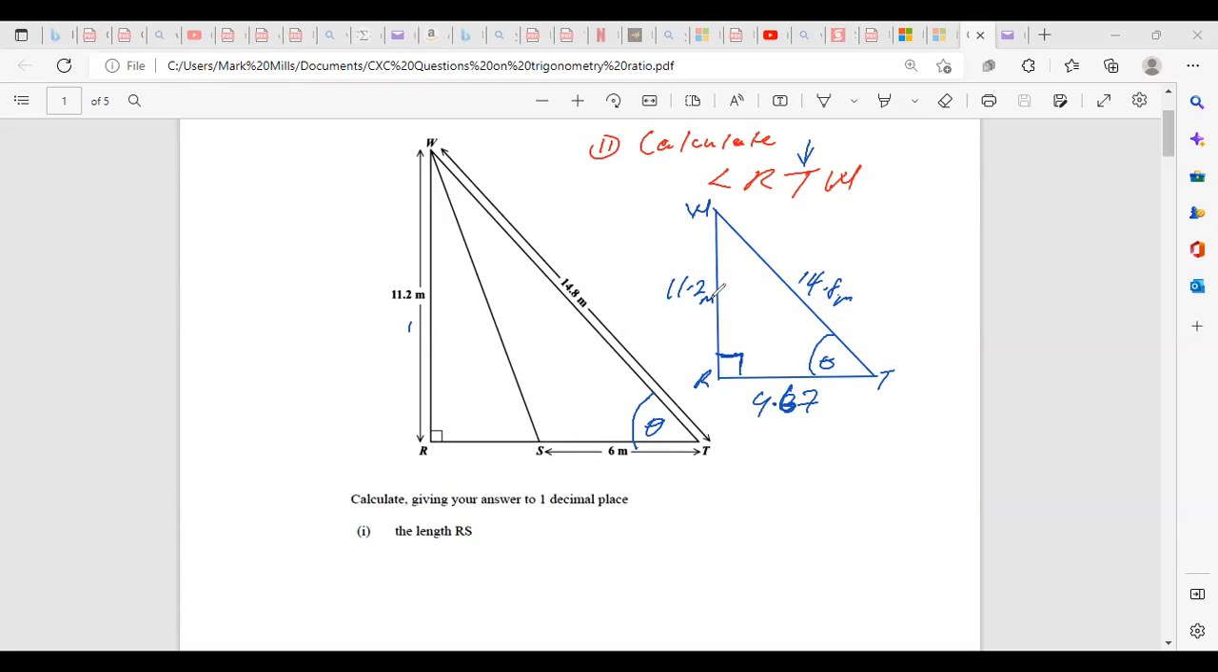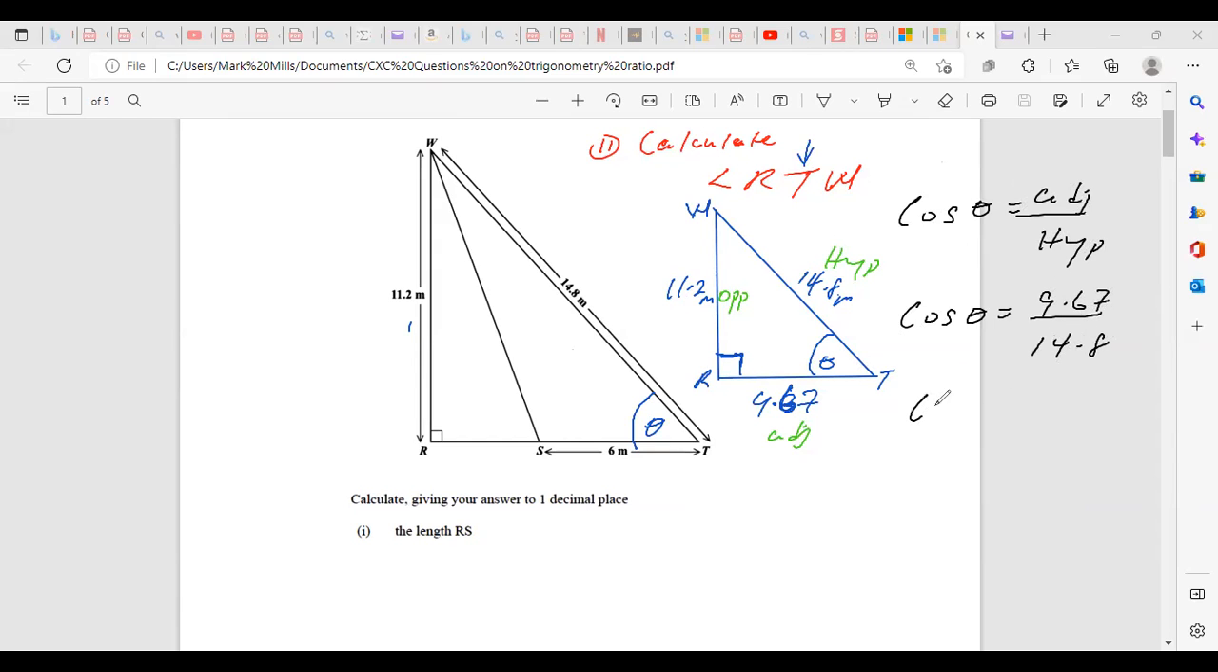Right. So the question I asked you now, if we label the sides, it had been opposite, hypotenuse, and adjacent. We ask ourselves, which two sides am I given? I'm given more than two sides. So basically, I can use any formula. Which formula do you guys want to use? Cosine. So cos theta is equal to adjacent over hypotenuse. So my adjacent would have been 9.67 over hypotenuse 14.8.